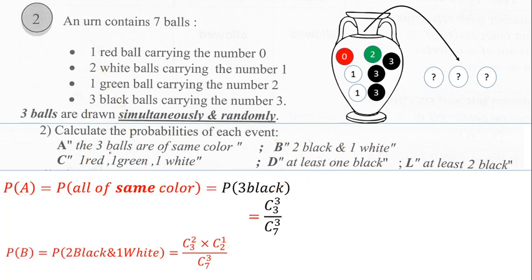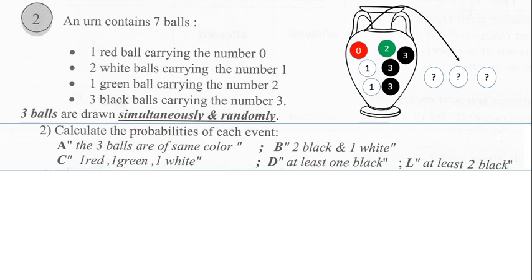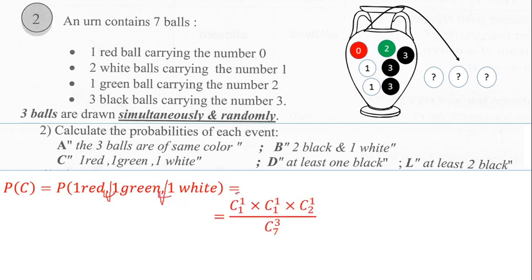Let's move to another event C. What is the probability that I have one red, one green, and one white? I need one red, one green, and one white. How many red do we have? We have one red. I need one out of one. How many green do we have? One. I need one out of one. And how many white do we have? Two. I need one out of two. So we have 3C, and between them we have times. So the answer is 1 out of 1, because we have 1 red.